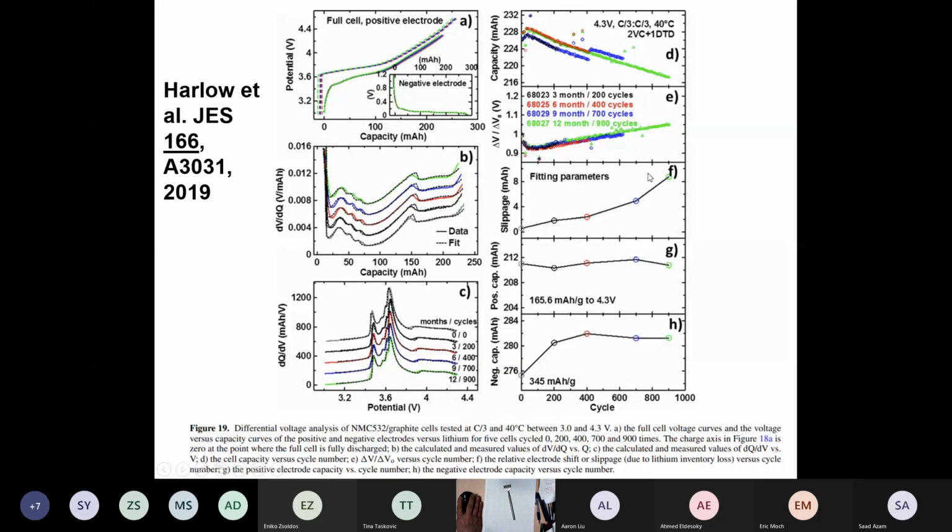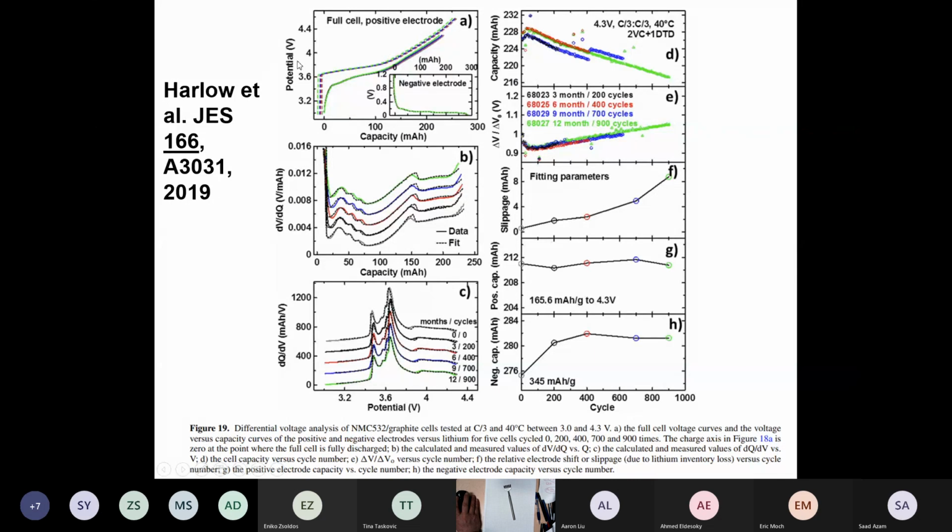So you go from 0 to about 9. And if you look at the capacity loss, you go from 228 down to about 218. So you lose about 8 or 9 milliamp hours, and it matches inventory loss. So in these cells, again, everything is about lithium inventory loss leading to capacity fade.